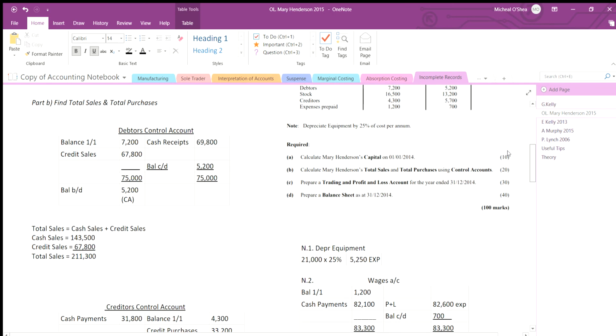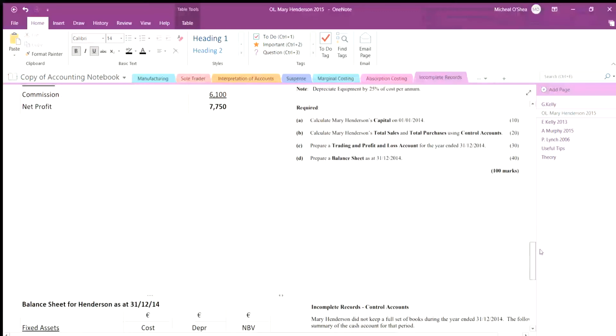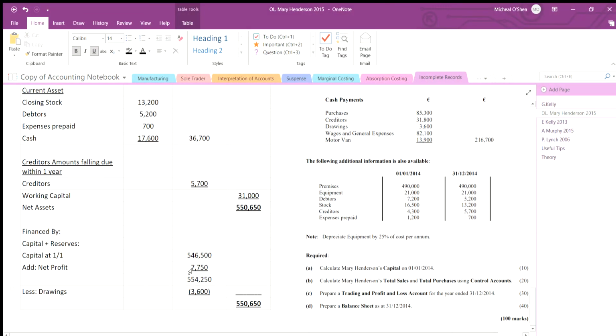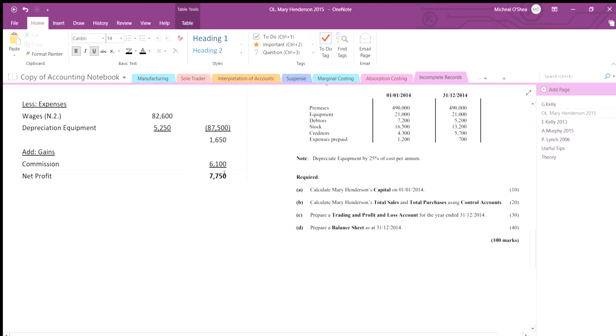At the start of the question, I found out how much my capital was at the beginning of the year to be 546,500. So 546,500 is my capital at the beginning of the year, and I've put that in here. My next one here is add my net profit. Well, where did I get that from? That was our figure that we got here for our total profit and loss. Our net profit we got to be 7750.